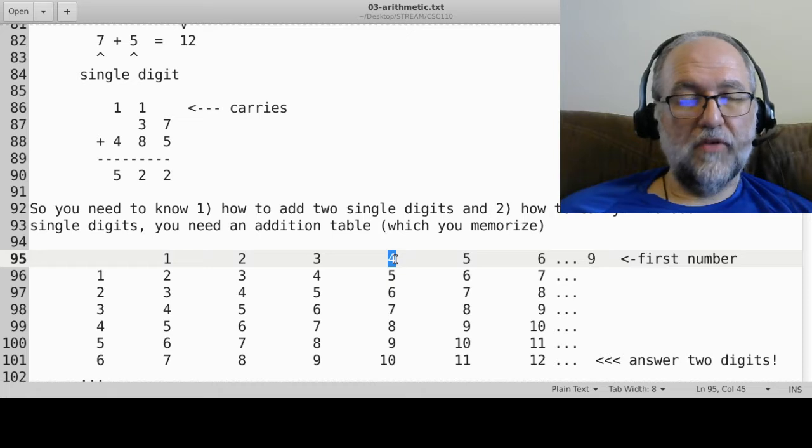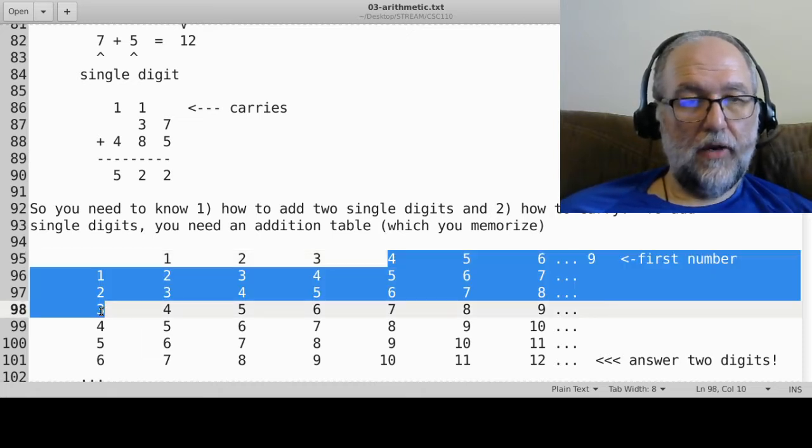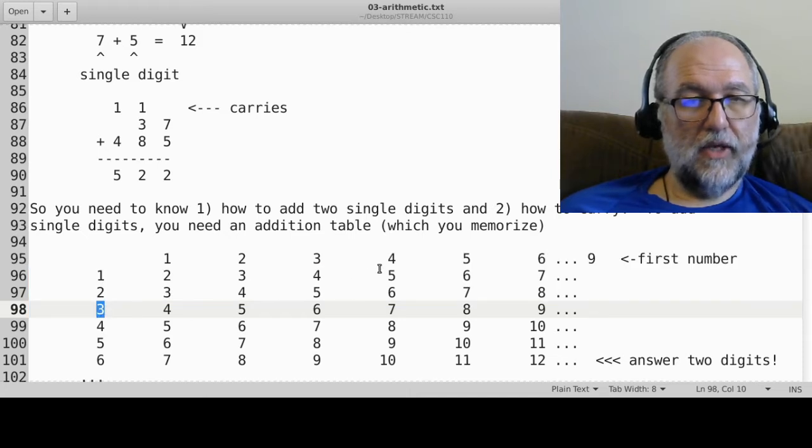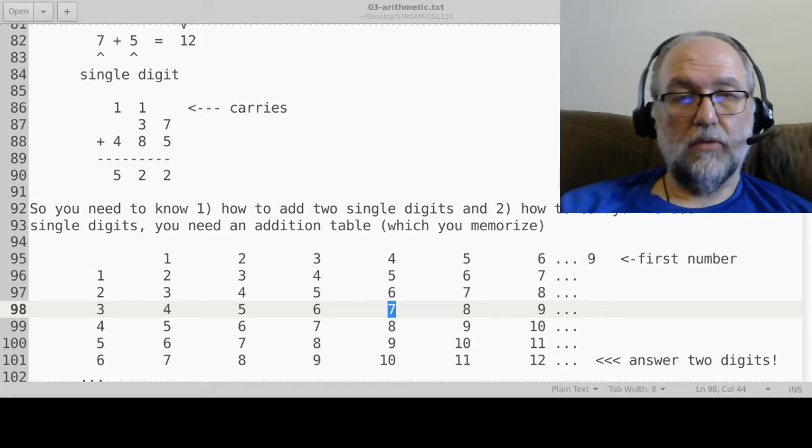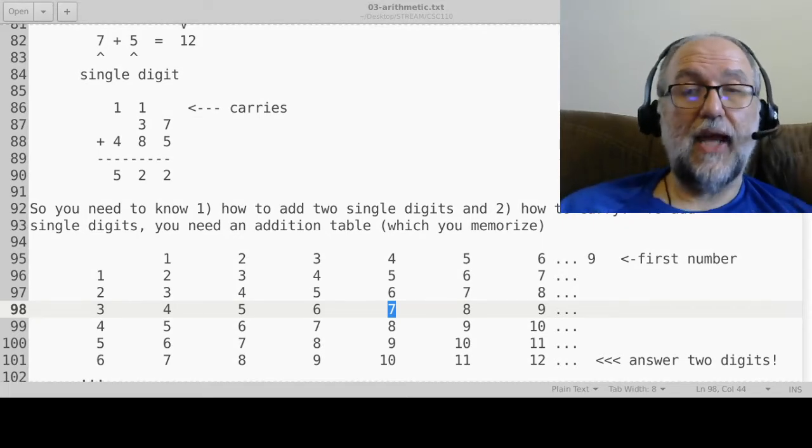You would go, well, my first number is 4. My second number is 3, right here, like that. So you had 4 and 3, and then you would just cross-reference. So you would go all the way over to here, and there you go. That 7 is in the column headed by 4, and in the row that begins with 3, and so 4 plus 3 is equal to 7. And so you need this table.